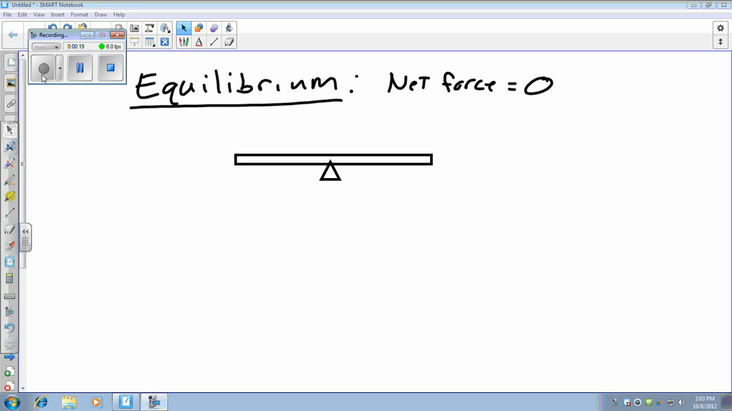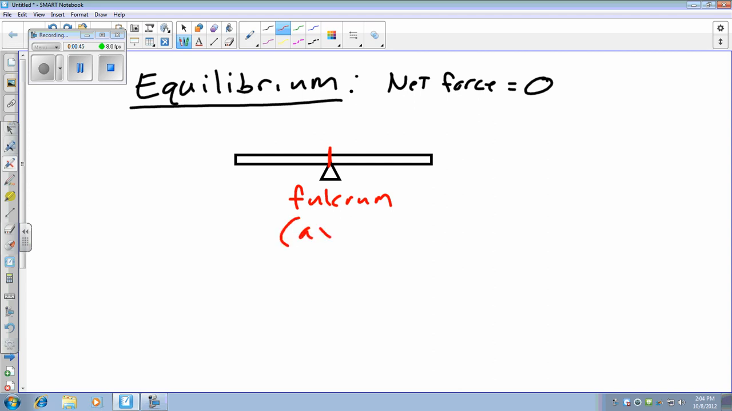A typical problem is the seesaw or the teeter-totter, depending on where you're from. You have an object that's balanced, and the point at which it's balanced, right here, is called the fulcrum. Fulcrum. That is the balancing point on a seesaw. It is really our axis of rotation, because if it's allowed to spin, it will spin on that point. And so this is our axis of rotation.